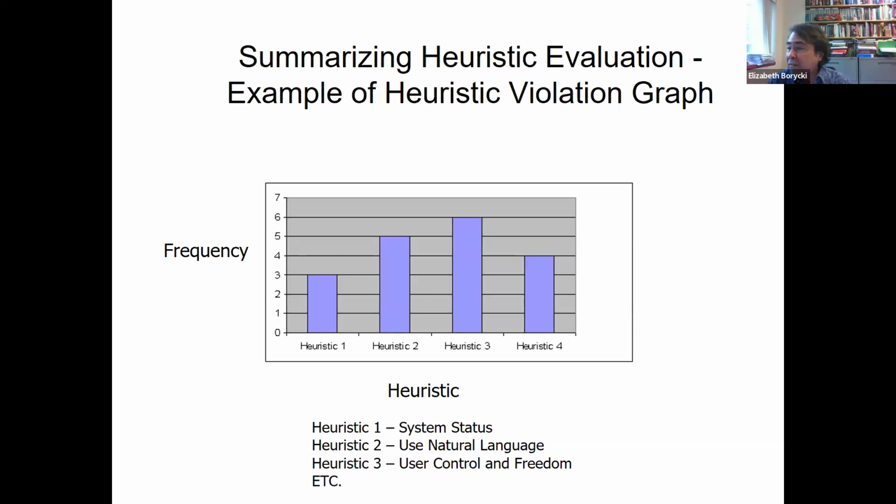You could have a graph. This is called the heuristic violation graph, where on the x-axis are the different heuristics, and then their frequency. And we can graph to identify immediately what areas we need to work on. In this case, it was heuristic three, user control and freedom.